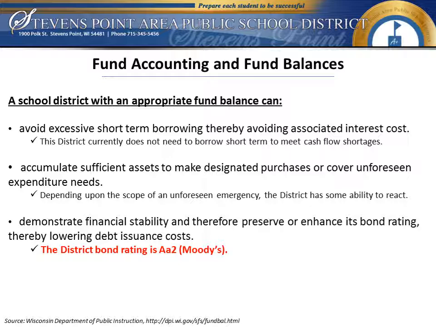A school district or governmental entity with a strong fund balance has advantages, such as the avoidance of interest expense incurred when borrowing short-term for up to 13 months, the ability to react confidently to unforeseen expenses, and the reduction of debt issuance costs that can save taxpayers millions of dollars. The Stevens Point Area Public School District currently maintains a Moody's bond rating of AA2 and is an indicator of the district's strong financial position.